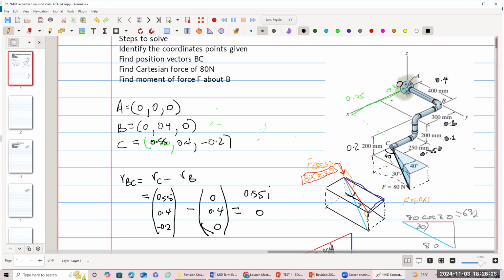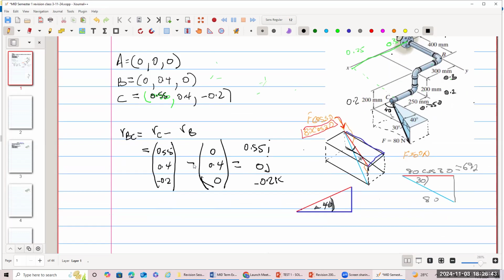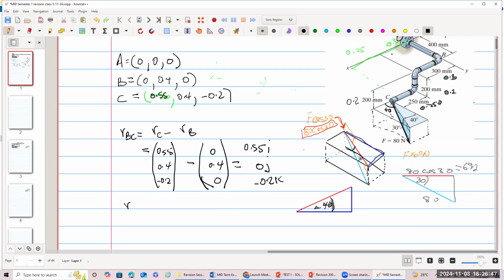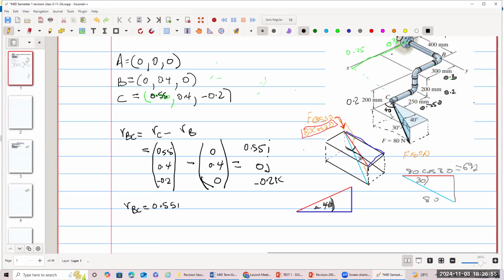So that is i, j, and k, with minus 0.2 because 0 from that. Right, so that is the coordinate point for that. All right, good. Now that you have done that, that's a position vector. So your position vector BC is equal to 0.5 i plus 0 j minus 0.2 k.